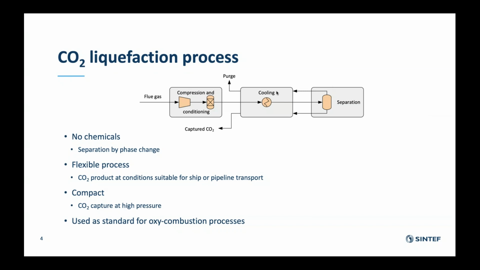The interesting part of the CO2 liquefaction process that makes it very advantageous is that there are no chemicals, because the separation is done by phase change. It's a very flexible process where the CO2 products can be provided at conditions that are suitable for either ship or pipeline transport. The process is also very compact because the capture is done at a very high pressure. And an important point to note here, and we'll talk about it in the next slide, is that it is used as a standard for the oxy-combustion process.